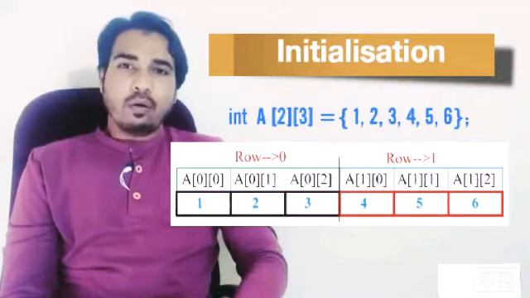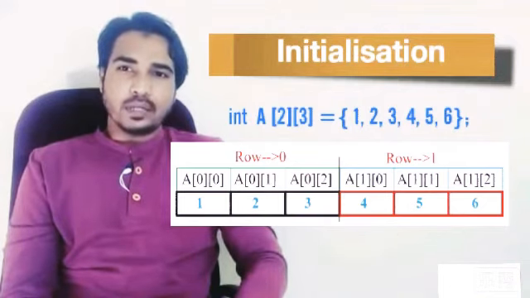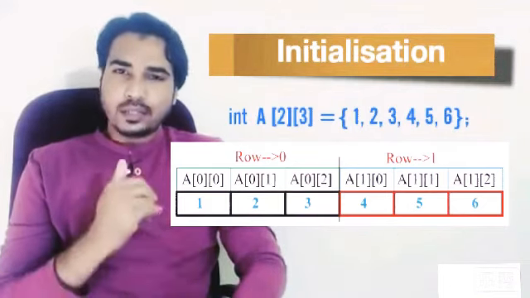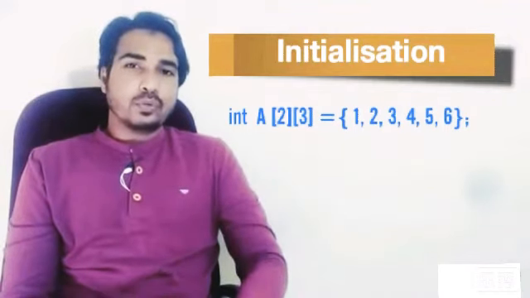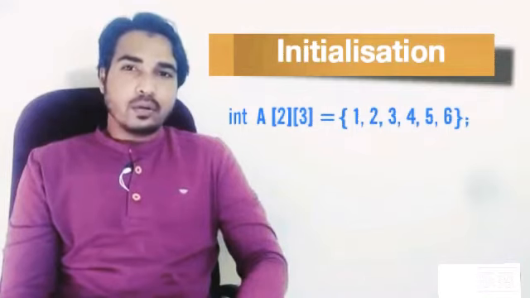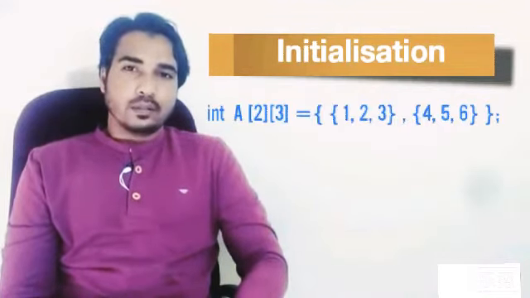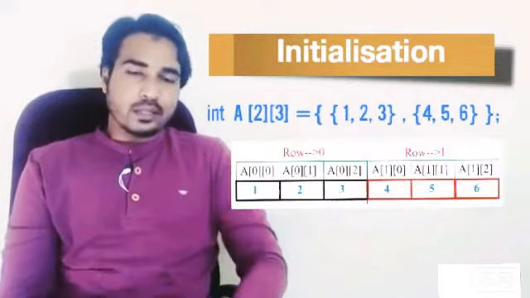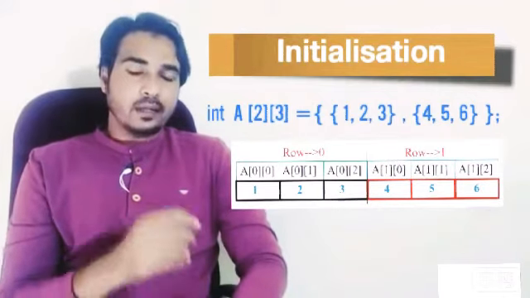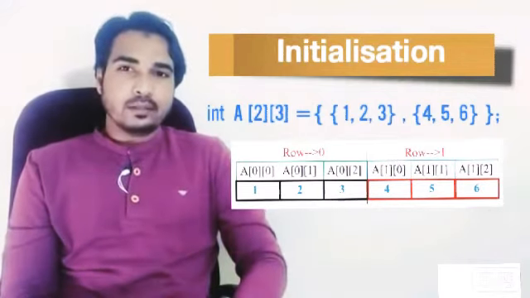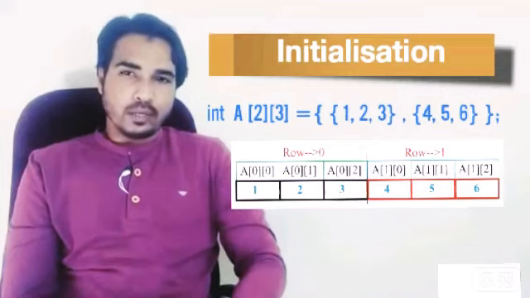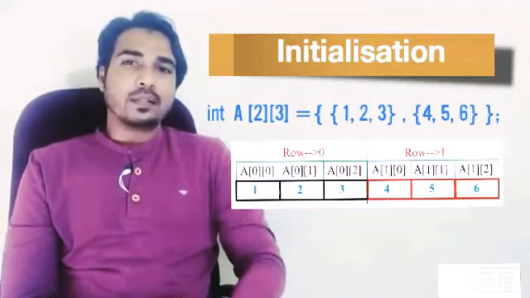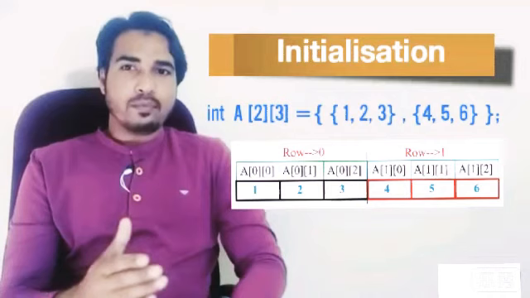We can provide all the values together as a comma separated list as shown in this example. We can also provide the values to the matrix row wise as shown on the screen in this example. Integer a of 2 by 3, in curly brackets, the first curly bracket contains the first row 1, 2, 3. The second curly bracket contains the second row 4, 5, 6.